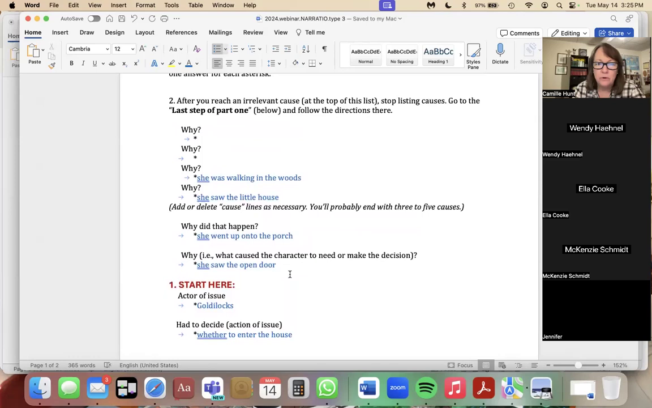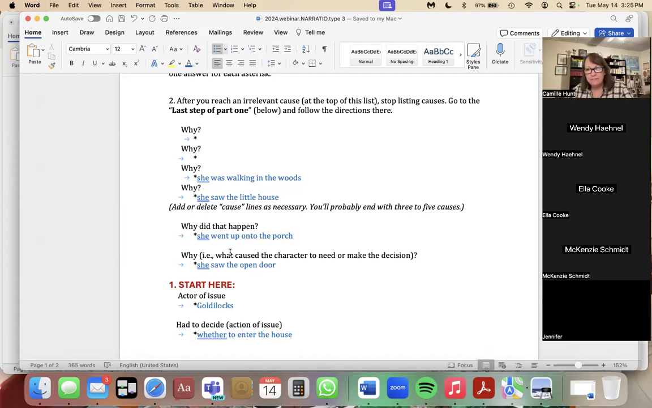Why? She saw the door open. Why did she see the door open? Because she went up onto the porch. Why? Because she saw the little house. Why? Because she was walking in the woods. This reminds you of 3-year-olds, right? And they say, why? And you get all the way back to because God made it that way.